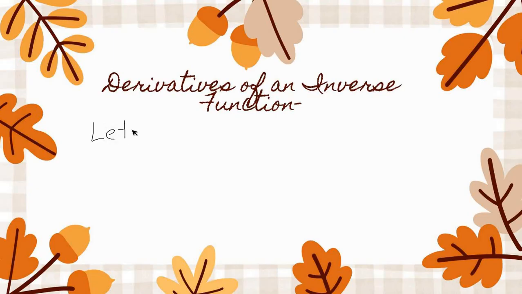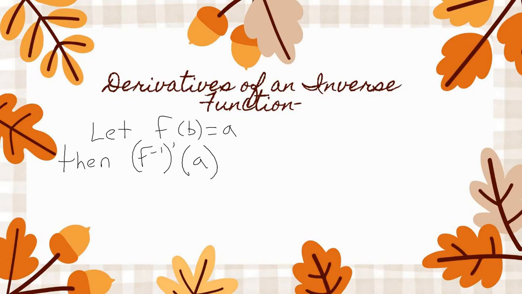So let f of b equal a, then the derivative of the inverse at a equals 1 divided by the derivative of your original function at b. Because again, what is an x value for my inverse? I need to find the corresponding y value for my original function.